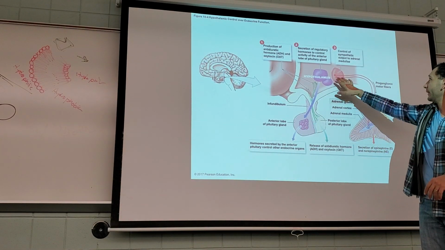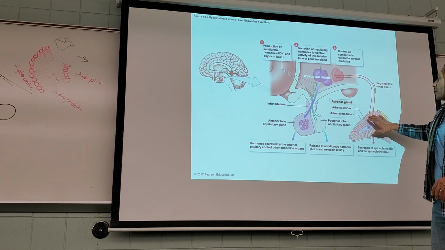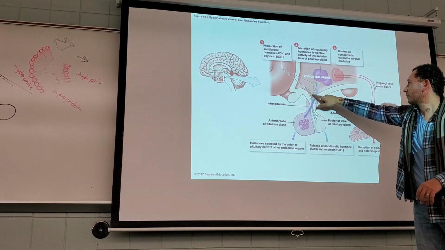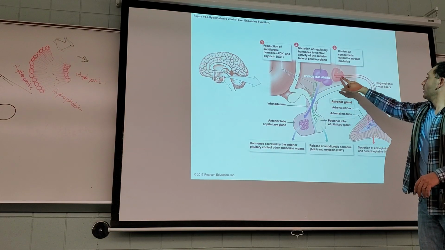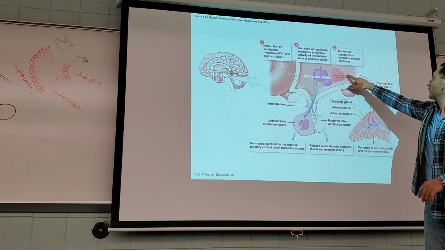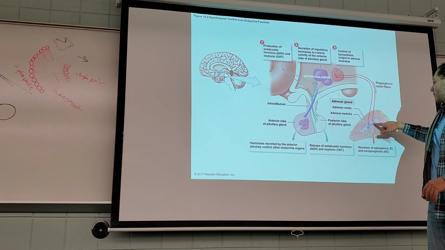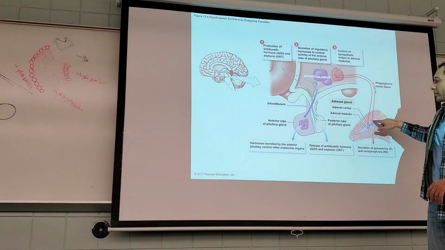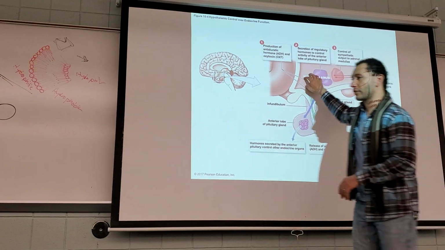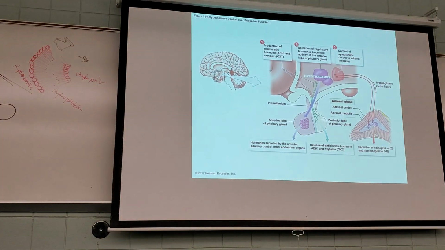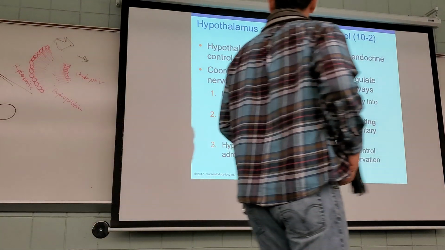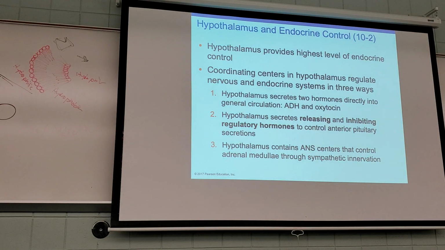Okay, and then you also have nervous. These are some neurons here, but then you have some sympathetic stuff going on here too. Okay, so here's your hypothalamus. We're gonna look into this some more. See, are we here, you guys? Yes.